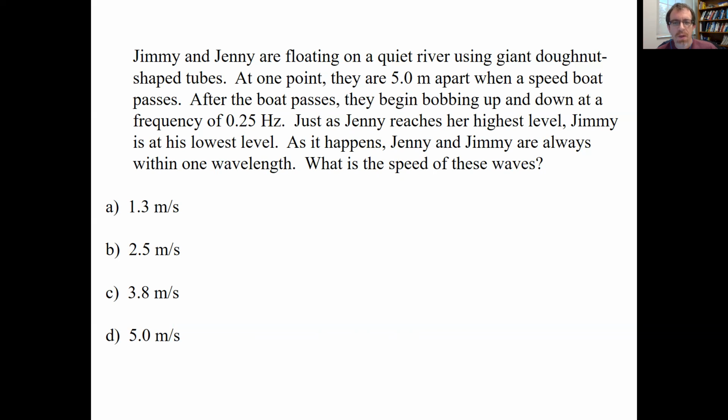The boat passes, and the two kids start bobbing up and down with a frequency of 0.25 hertz. And it says that just as Jenny reaches her highest level, Jimmy reaches his lowest level. And they are always within one wavelength or less from each other. So based on this information, we want to figure out the speed of these waves.